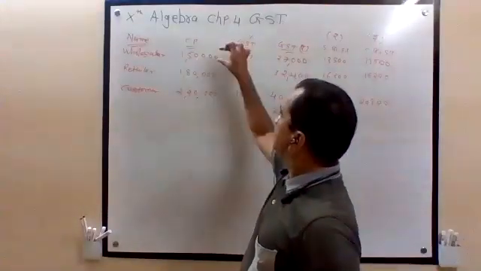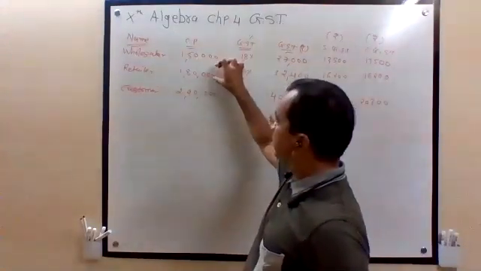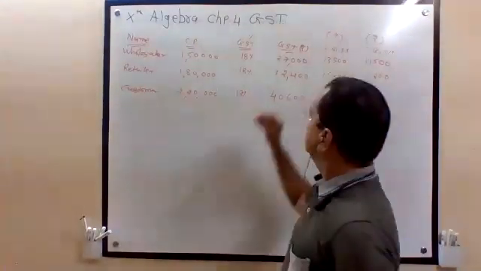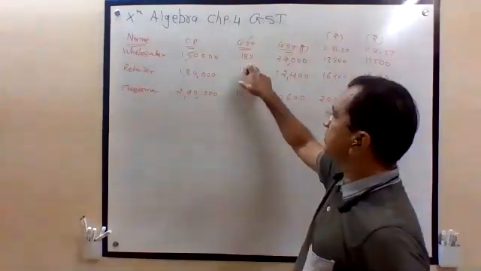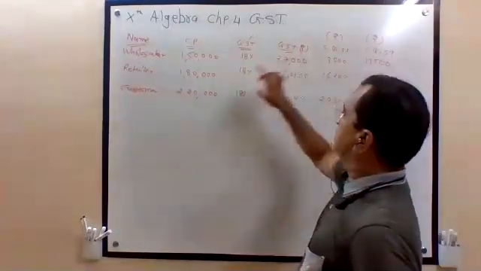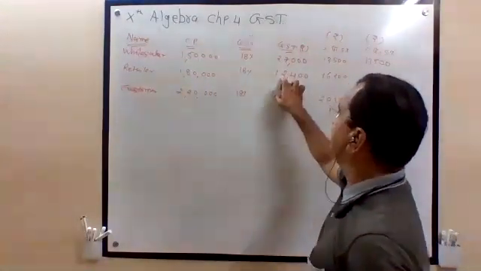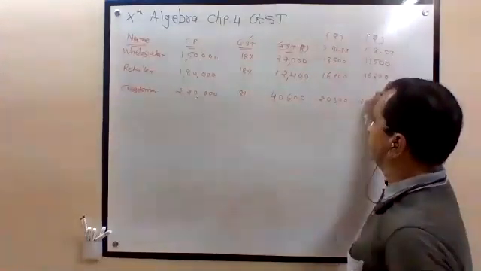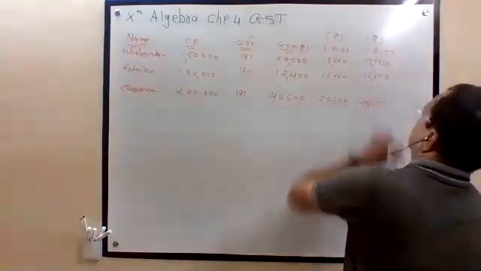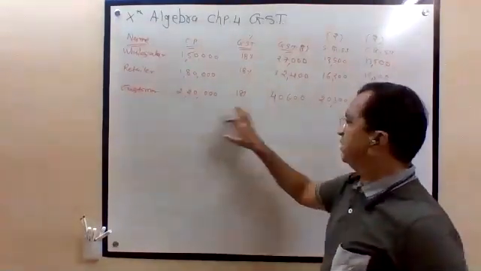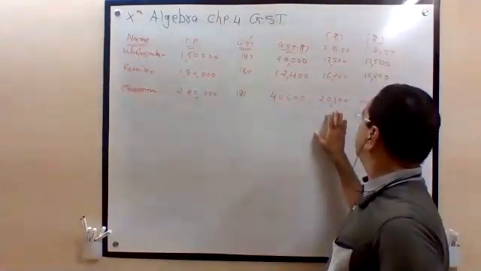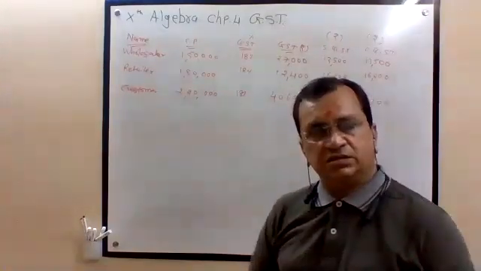Wholesaler, retailer, consumer. 1,50,000, it increases, then 1,80,000, then it increases to 2,20,000. All are 18%. 18% of 1,50,000 is 27,000, half. 1,80,000, 18% is 32,400, half. Then 18% of this, that is half. That is 40,600, that is 20,300, 20,300.